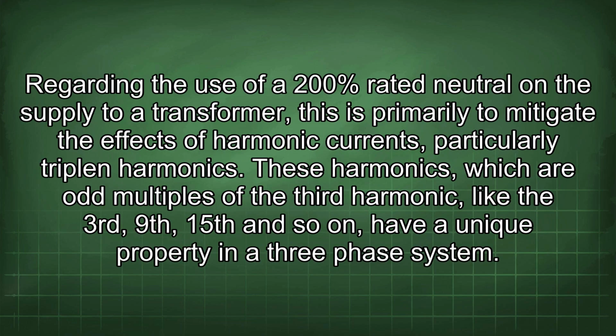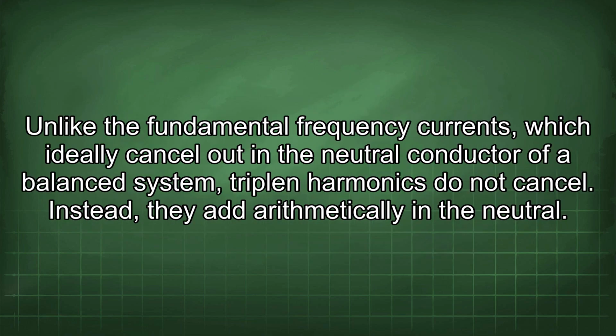Regarding the use of a 200% rated neutral on the supply to a transformer, this is primarily to mitigate the effects of harmonic currents, particularly triplen harmonics. These harmonics, which are odd multiples of the third harmonic, like the third, ninth, 15th, and so on, have a unique property in a three-phase system. Unlike the fundamental frequency currents, which ideally cancel out in the neutral conductor of a balanced system, triplen harmonics do not cancel. Instead, they add arithmetically in the neutral.